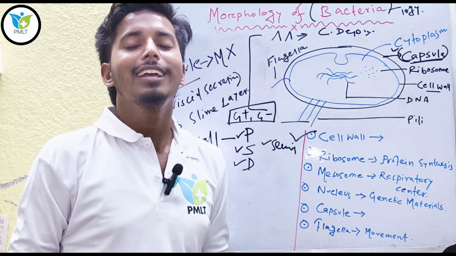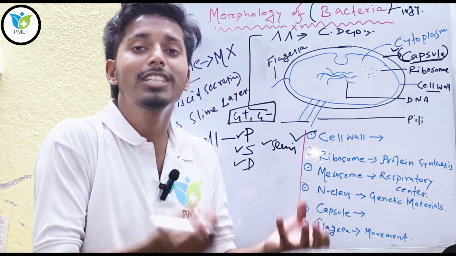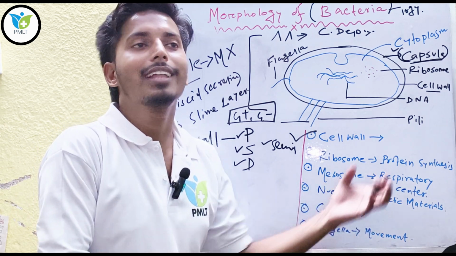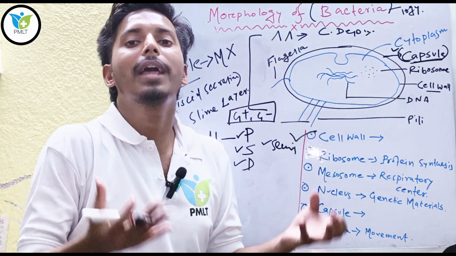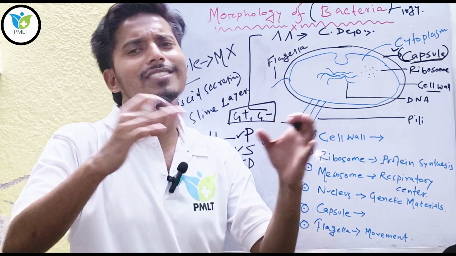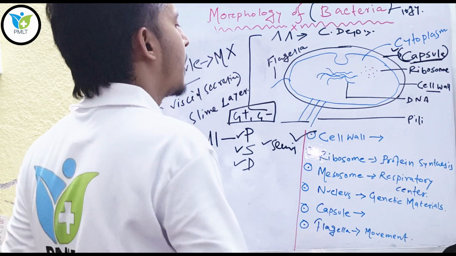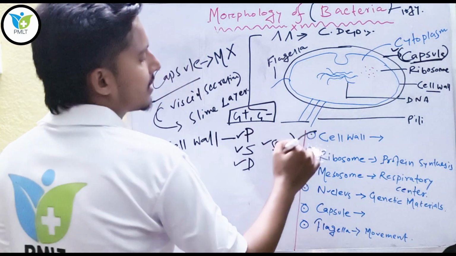But I am telling you that this cell wall is composed of lipid and protein. Okay, and here in the cell wall there might be teichoic acid, and here there might be peptidoglycan. Okay, and we will understand this in the next class on gram positive and gram negative bacteria. Okay, that is the cell wall.